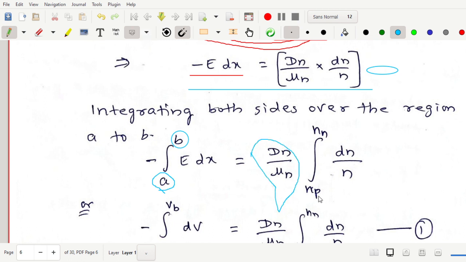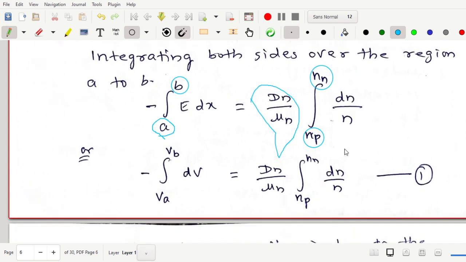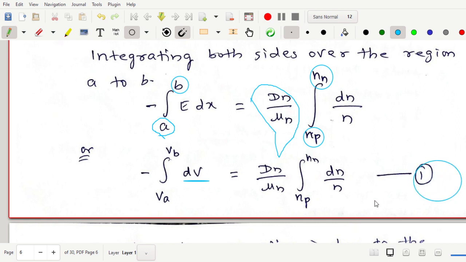So the integration here we have taken from n subscript n to n subscript p. Okay, so dn by n. Now if we integrate this side, e dx will give us dv. So we will get dv, and here this side as it is. So let us call this equation number 1.